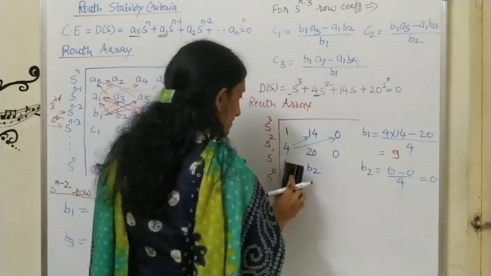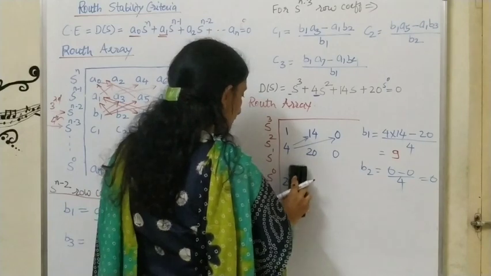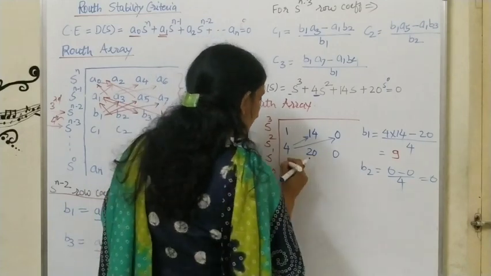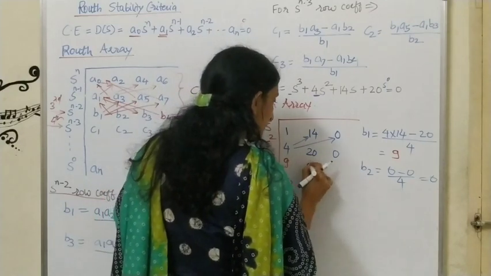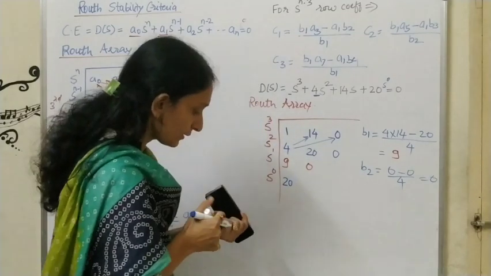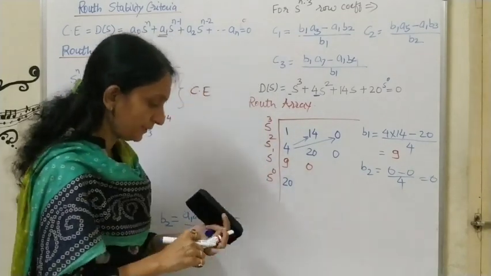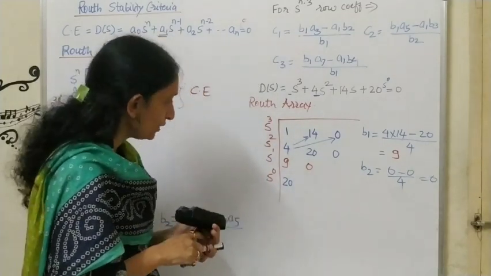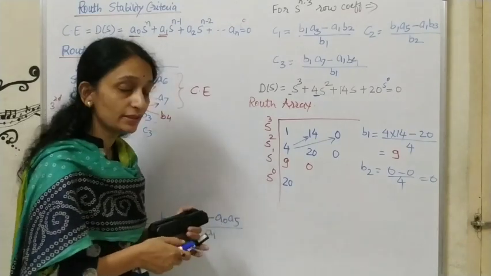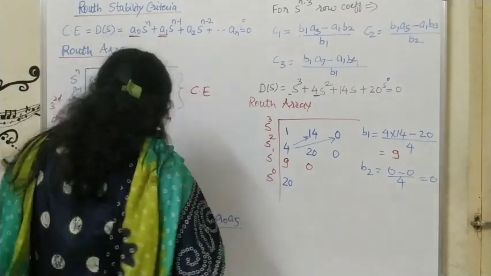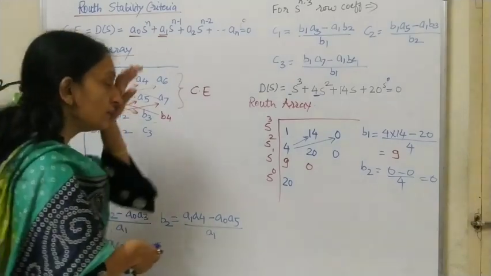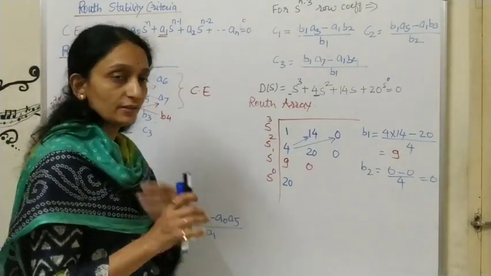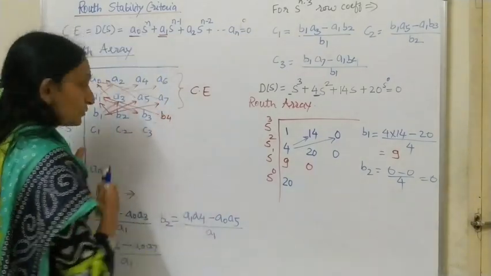So I will replace this b1 and b2 with the appropriate values. I will write here 9 and here 0. Okay, so this is the Routh array, but now we have to calculate the stability. How will you calculate the stability from Routh's stability criteria? We will come back to this.